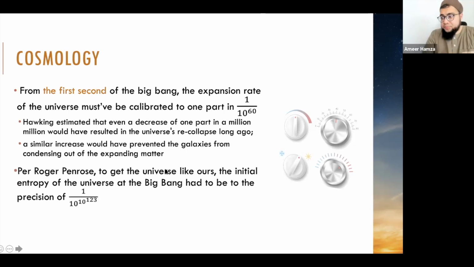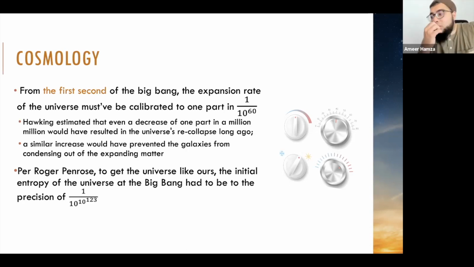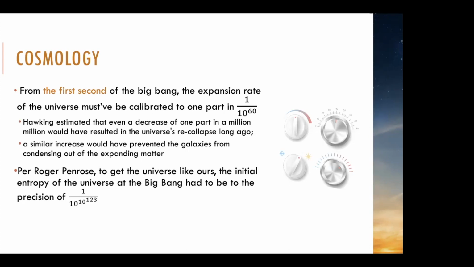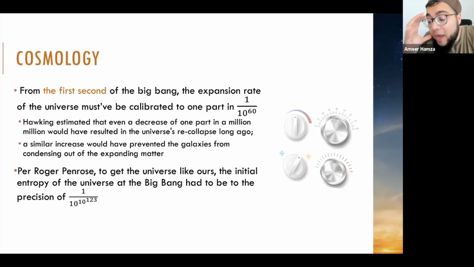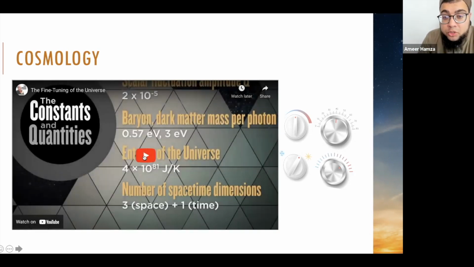Keep going. Per Roger Penrose, to get a universe like ours, the initial entropy of the universe at the Big Bang had to be to the precision of 1 in 10 to the power of 123. Oh my God. These are incomprehensibly large numbers. This is how accurate the Big Bang had to be. This is how accurate and precise gravity has to be right now for life to be even possible. There, let me show you guys a video that will inshallah really drive this point home.